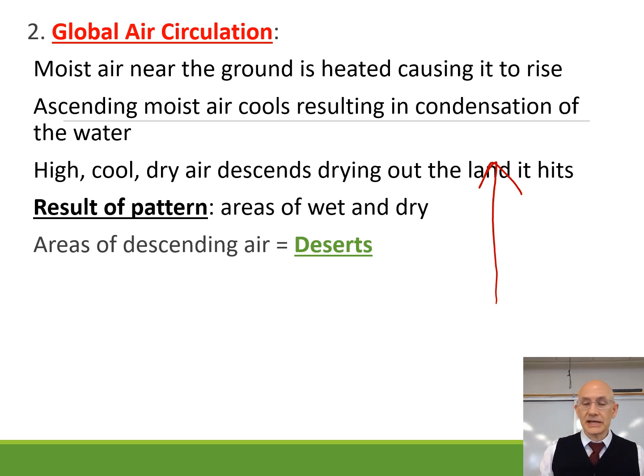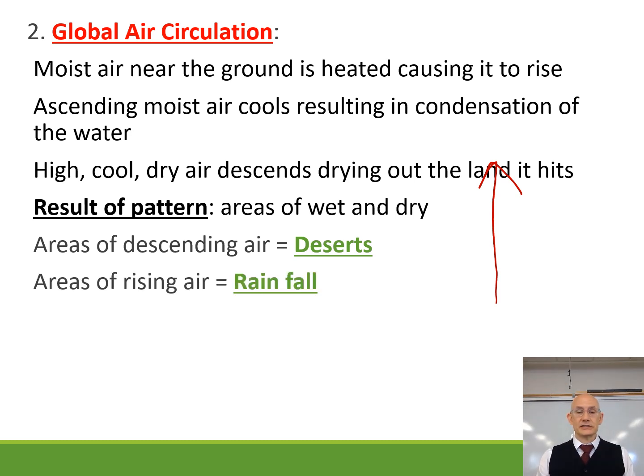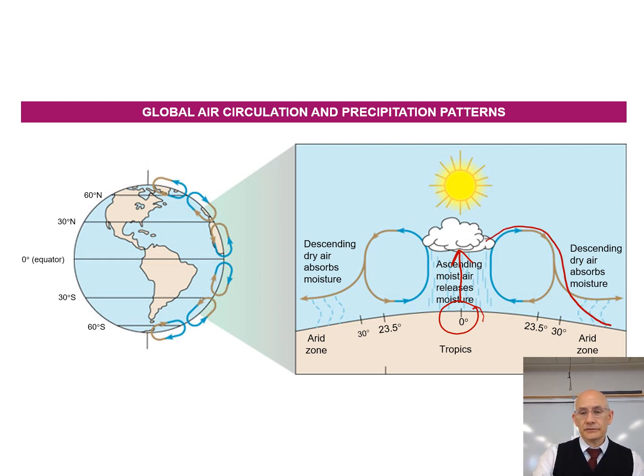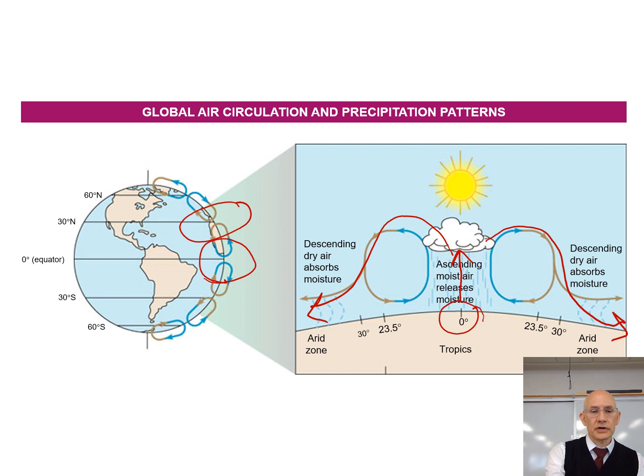Where the air descends, you get deserts. Where it rises, you get rainfall, and you get this basic pattern. Beginning at the tropics, warm, moist air rises, the water vapor condenses to give you precipitation, and then that dry air comes down and dries out those areas. So about every 30 degrees in latitude, you get the alternation of wet to dry to wet to dry.